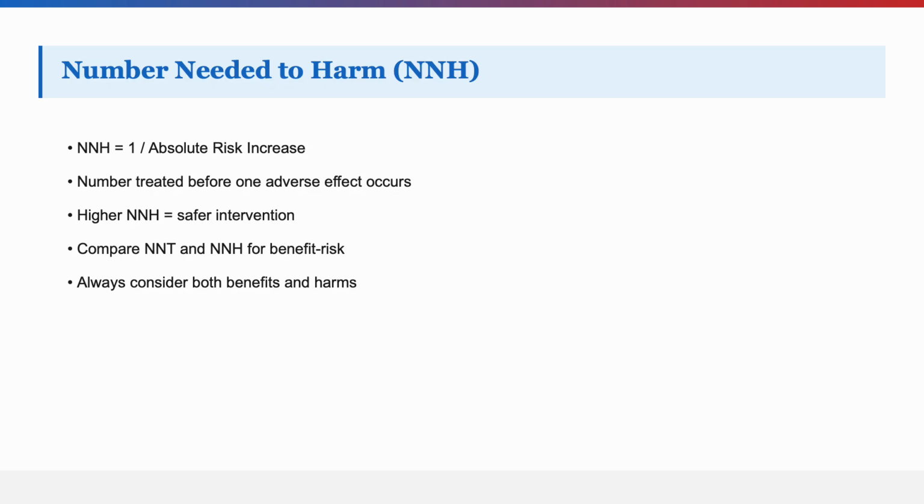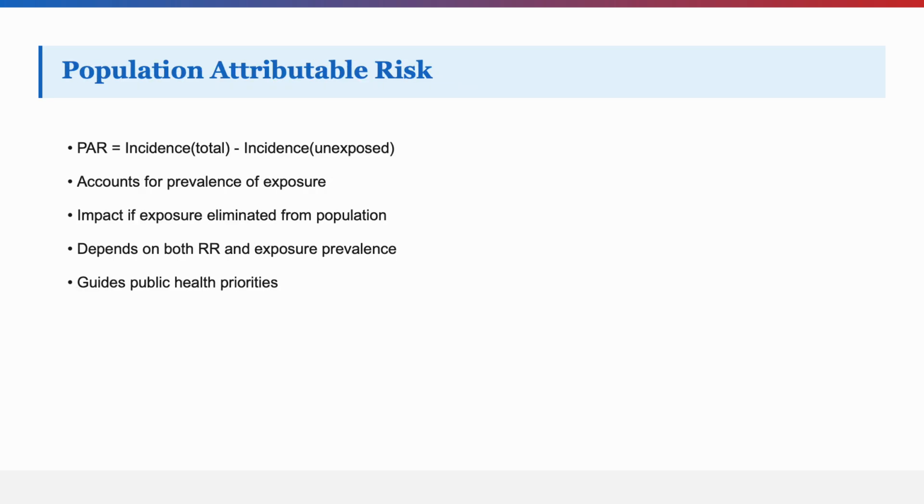What are we likely to achieve? What are we likely to cause? The numbers help balance benefits and harms systematically. Population attributable risk extends our thinking from individuals to populations. Individual attributable risk tells us the excess risk for an exposed individual. Population attributable risk tells us the excess disease burden in the whole population due to the exposure. The calculation accounts for how common the exposure is.